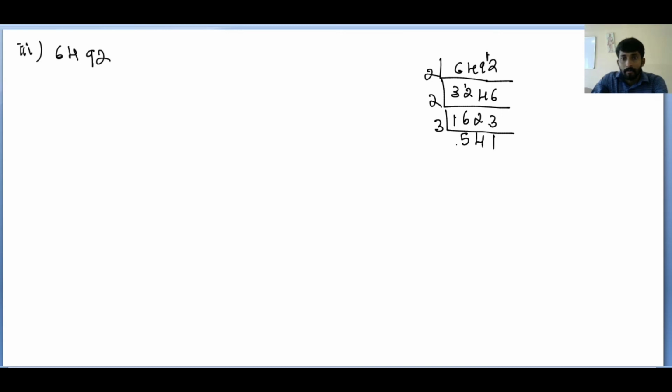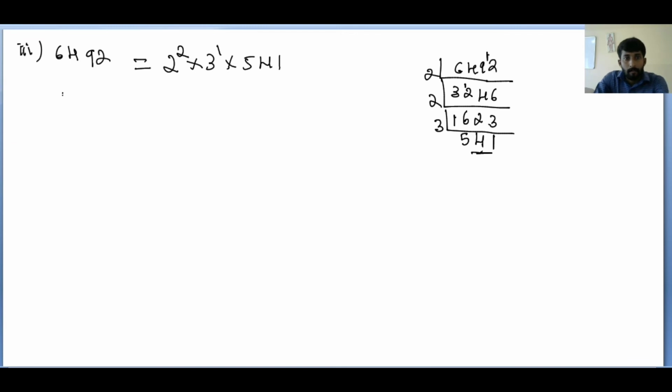Okay. Now see, 541 is a prime number, right? So it's not possible to divide this number by any other prime number. So 6,492 is equal to 2 to the power 2 into 3 to the power 1 into 541.